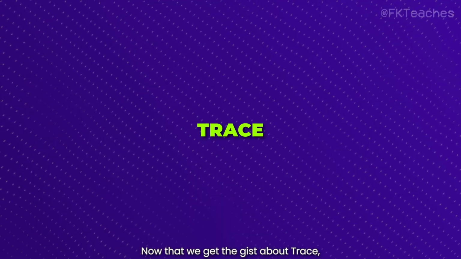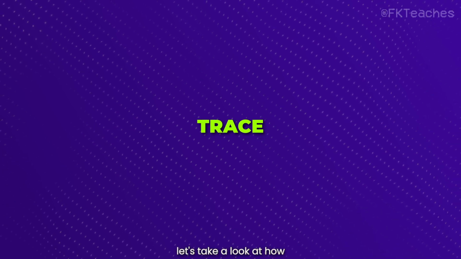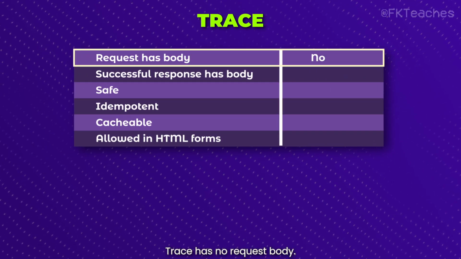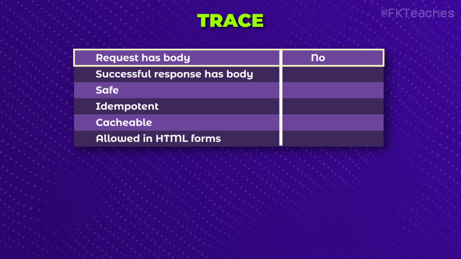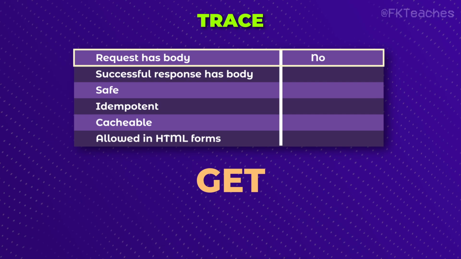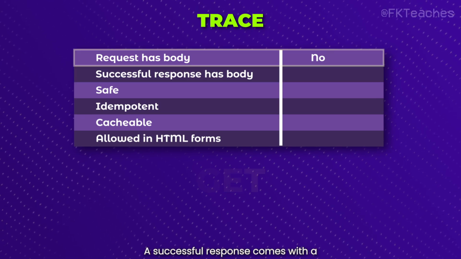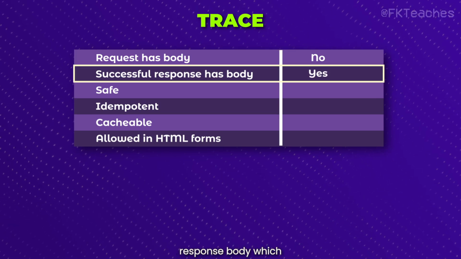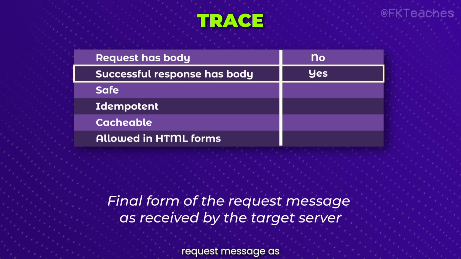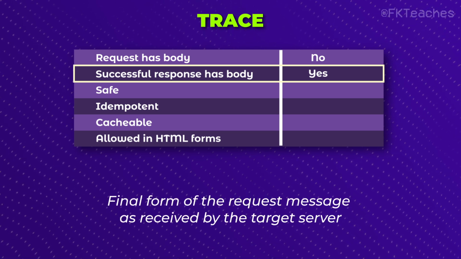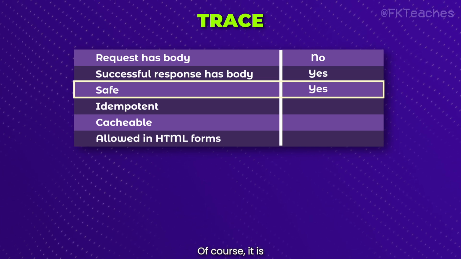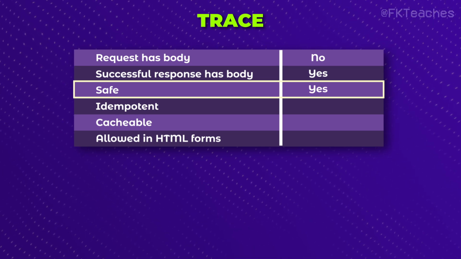Now that we get the gist about trace, let's take a look at how this HTTP method stands on our table. Trace has no request body. Its request structure is similar to that of a GET request. A successful response comes with a response body which contains the final form of the request message as received by the target server. Is the method safe? Of course. It is simply a diagnostic tool.